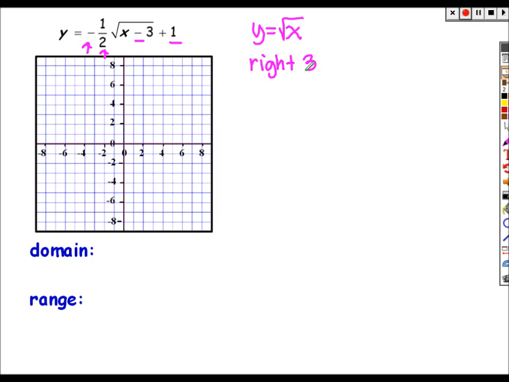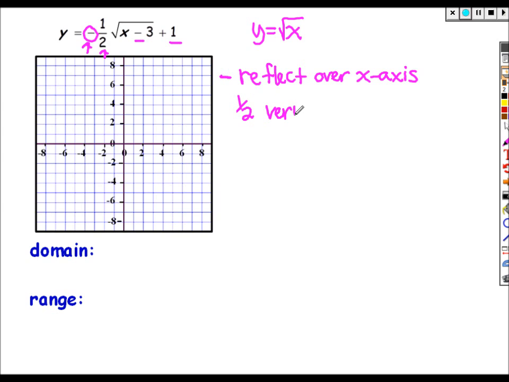And actually, I should probably go with the reflections first. So the negative out front is actually going to reflect it over the x-axis. The 1/2 is going to cause a vertical compression. So the negative reflects over the x-axis, the 1/2 is going to cause a vertical compression, or the graph is going to be squished vertically.